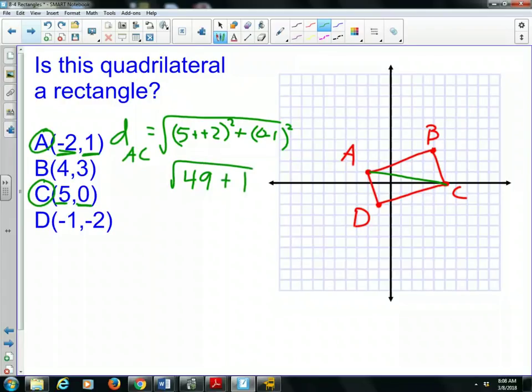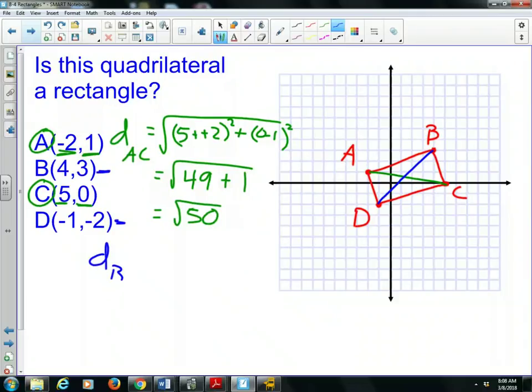So what is the distance of segment AC? It's the square root of 50 units. Let us now see what the distance is from D to B. If that segment is the square root of 50, bang, we have a rectangle. Let's see what the distance is from B to D.